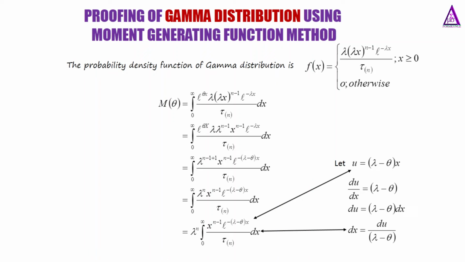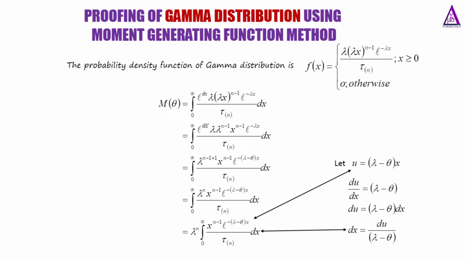I'm here to discuss the proof of the gamma distribution using the moment generating function method. The probability density function of the gamma distribution is f of x equal to lambda times (lambda x) raised to the power n minus 1, times exponential raised to the power negative lambda x, divided by gamma subscript n, where x is greater than or equal to 0, and 0 otherwise.